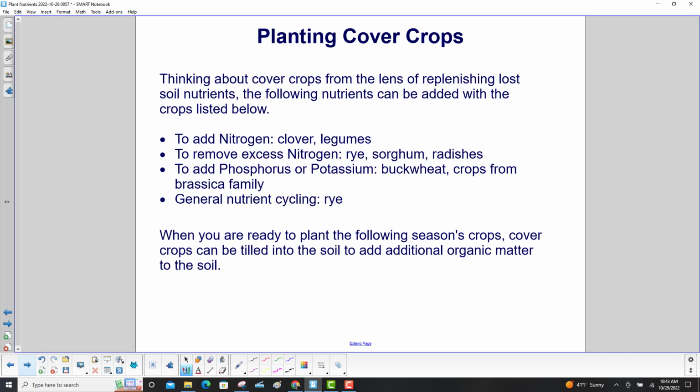To add nitrogen, plant clover and legumes. To remove excess nitrogen, plant rye, sorghum, and radishes. To add phosphorus or potassium, plant buckwheat or crops from the brassica family. And for general nutrient recycling, plant rye. When you are ready to plant the following season's crops, cover crops can be tilled into the soil to add additional organic matter to the soil.